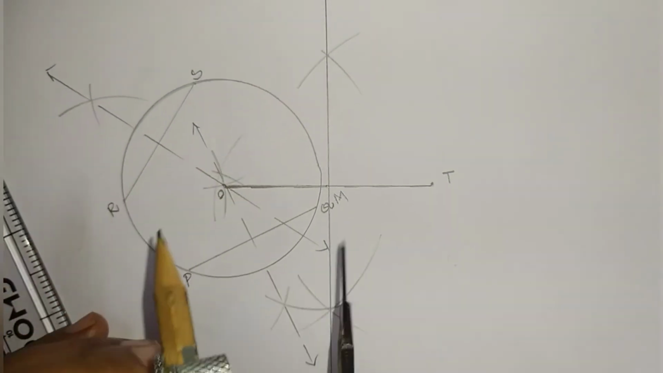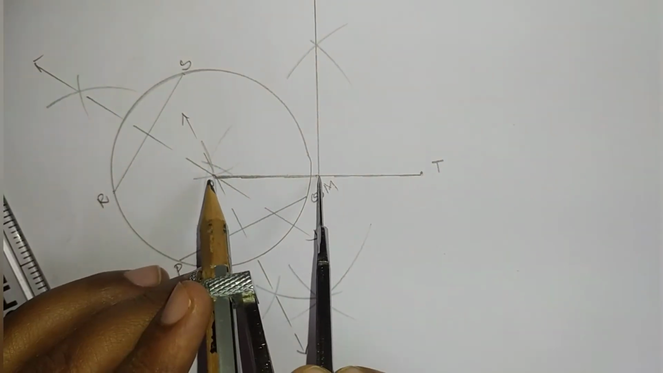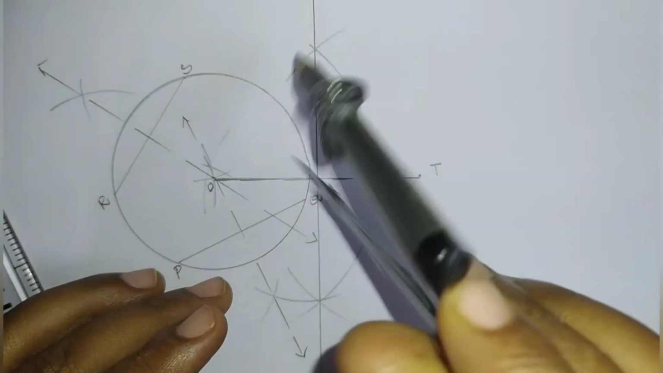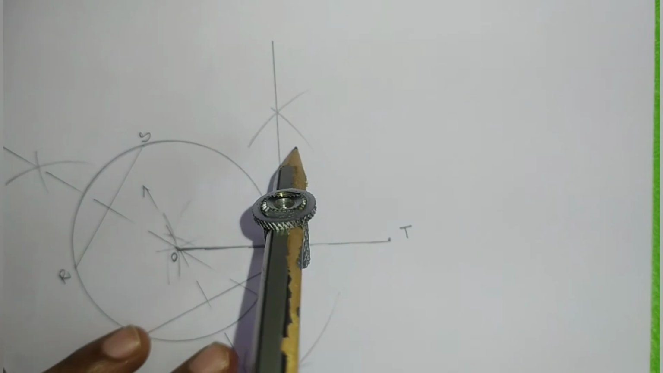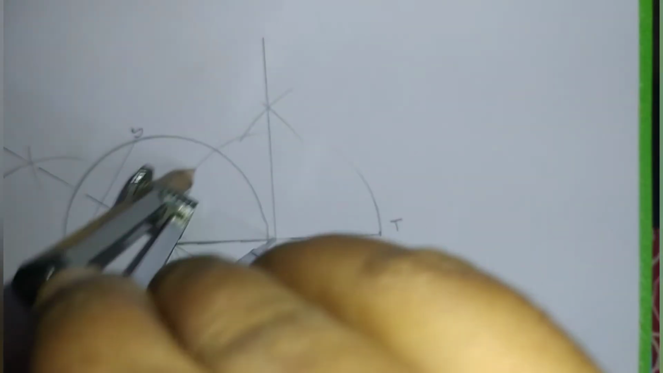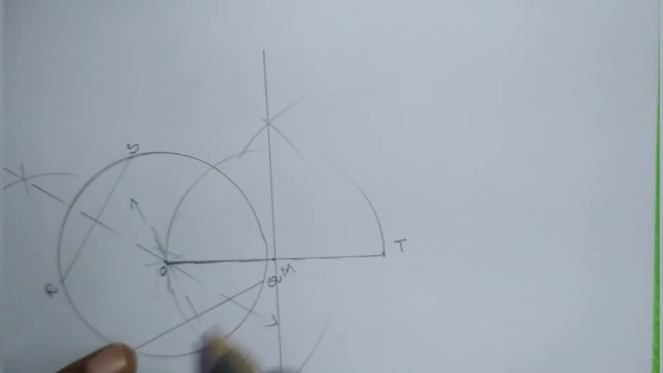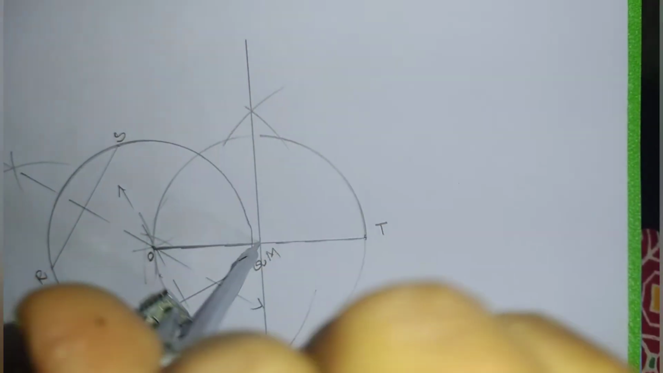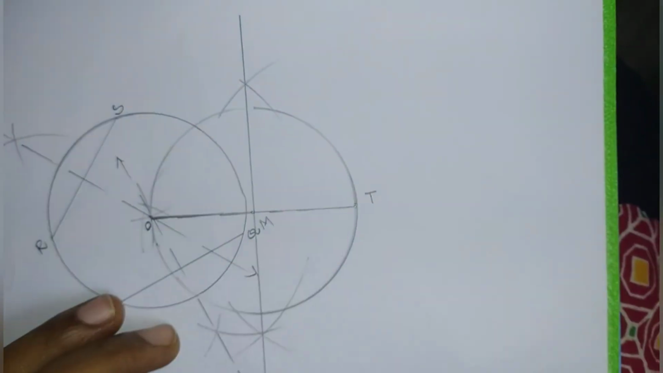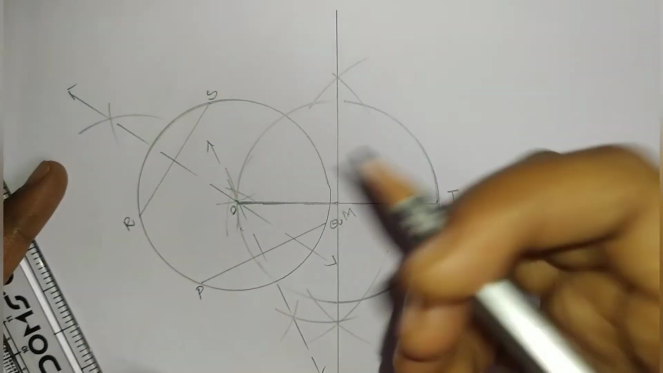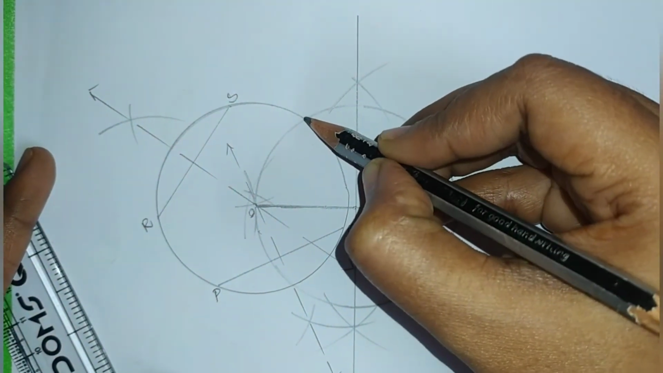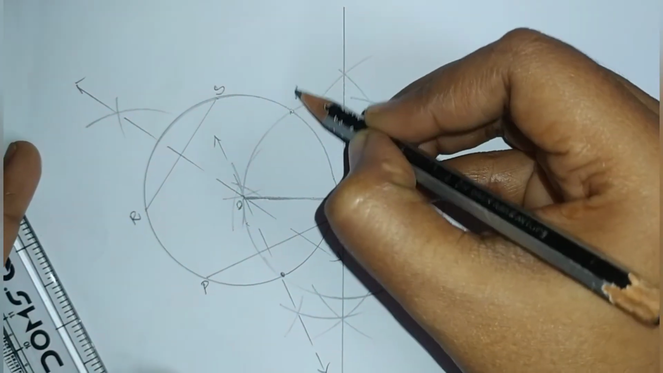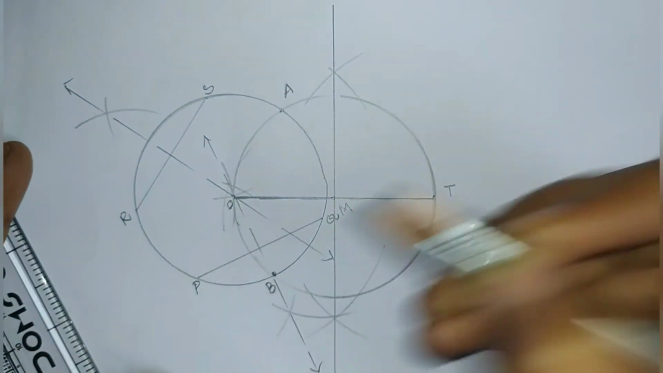Now draw a new circle. For that, what do we have to measure? MO. We have to measure MO and draw a circle. Then mark the points of intersection of the two circles, that are A and B.